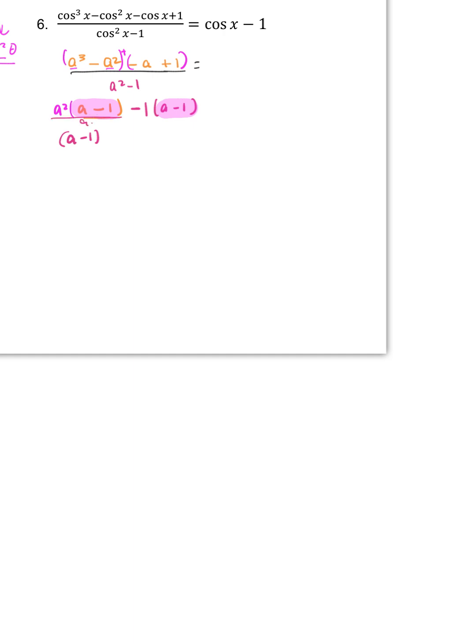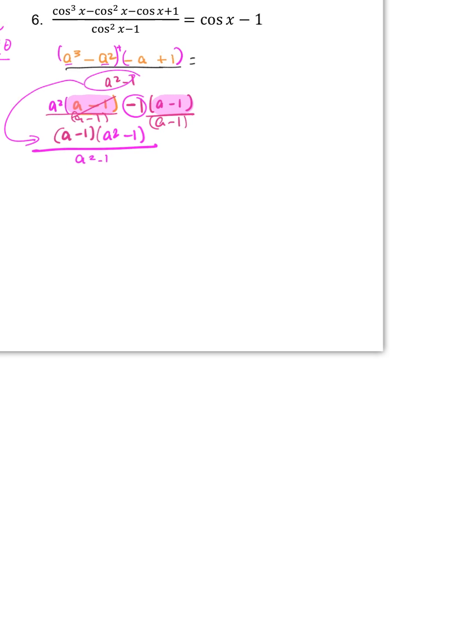So it means I'm dividing this by a minus 1, dividing this by a minus 1. And those a minus 1 cancel. So what's left over here? We have a squared. And here we have the minus 1. That's the numerator. And I'm going to bring the denominator over here, all over a squared minus 1. I hope that coloring is not confusing to you.